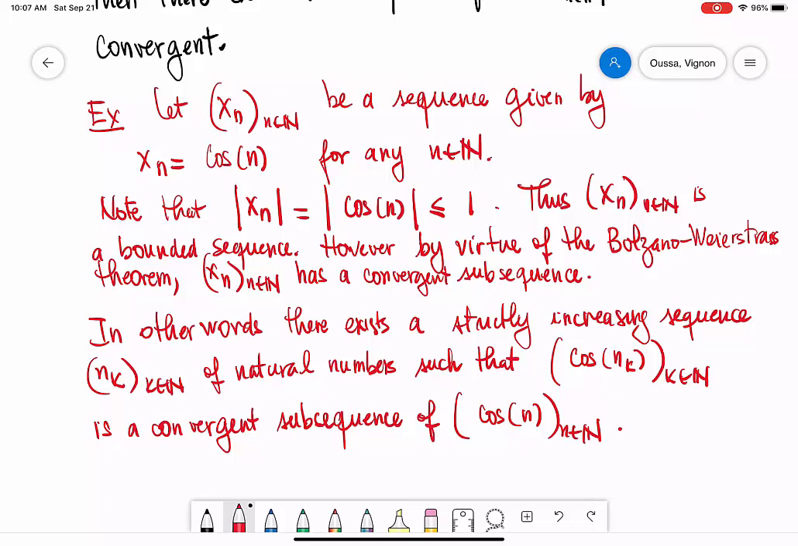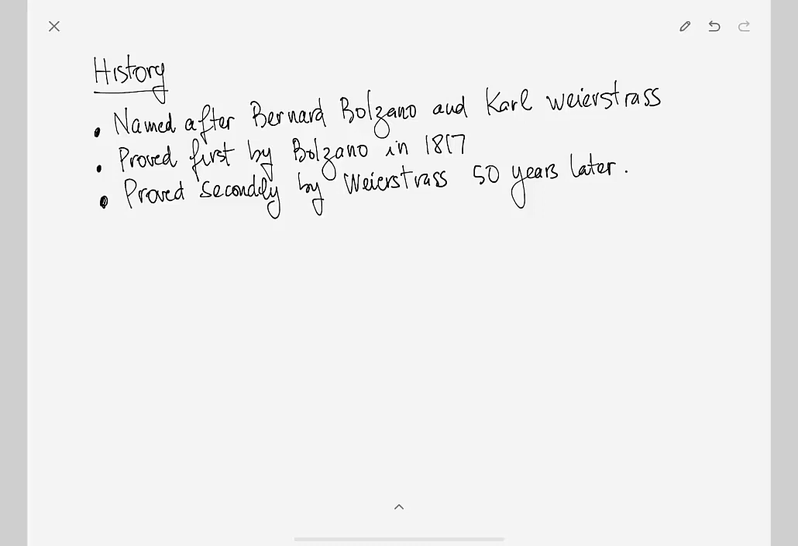Okay, so that's a pretty remarkable property. It's a pretty remarkable result. So our objective in this video will be to establish it. Let us first discover a little bit of history. The Bolzano-Weierstrass theorem is named after Bernard Bolzano and Carl Weierstrass, and it's a fundamental result in real analysis. It was first proved by Bolzano in 1817 as a lemma, and then it was reproved 50 years later by Weierstrass.